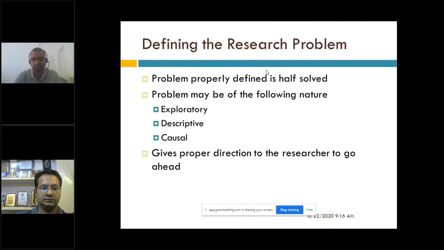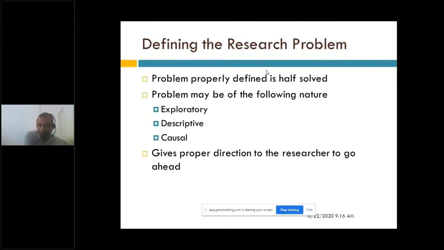Descriptive research is something which has limited scope for generalizability, whereas exploratory is a universal principle existing everywhere. It holds everywhere. But in case of descriptive, it has limited generalizability, and application of these principles is limited to a particular geographical area.